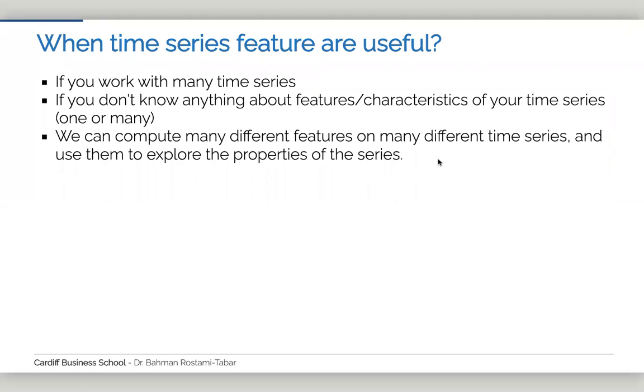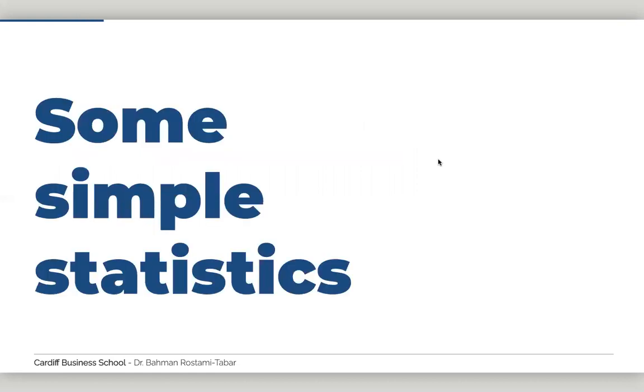The second scenario is, sometimes you get a time series and you have no clue what its features are. Well, of course, you can go and plot and create different sorts of visualizations to understand. But a really nice way to understand what features exist in the time series is to extract the features of the time series. So we can compute many different features on many different time series, and then we can use this to explore the properties of the time series. Now let's look at some simple statistics that we can extract using the feasts package.